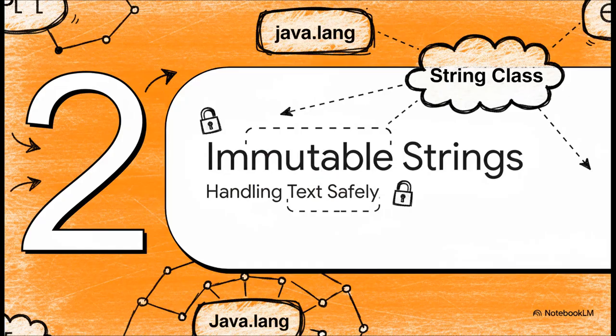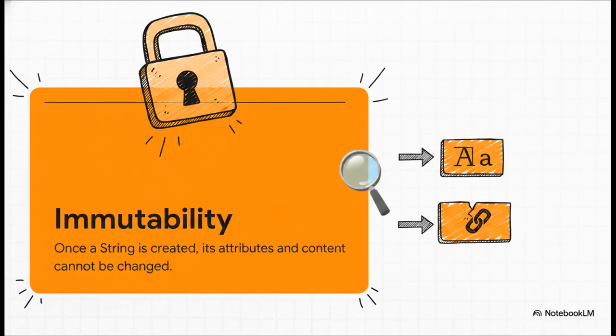Moving right along to Section 2, mastering immutable strings and handling text safely. Here's the big takeaway for this one. Strings, which are just hanging out in the default java.lang package, so you don't even have to import them, are completely immutable. This is a total game changer. Once you create a string object, its exact sequence of characters is locked in, set in stone.